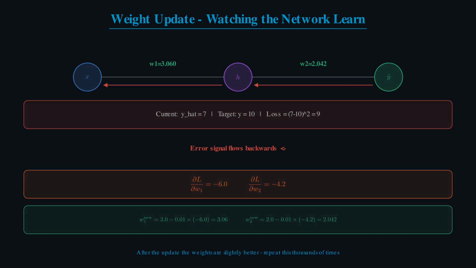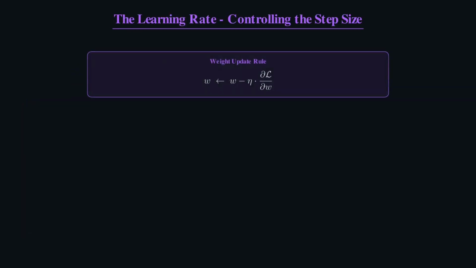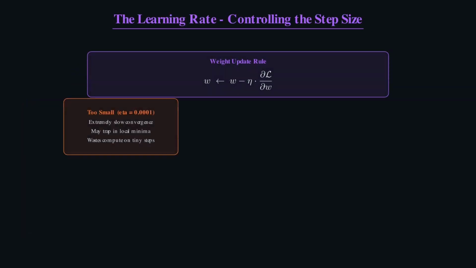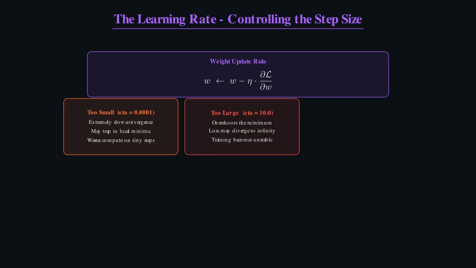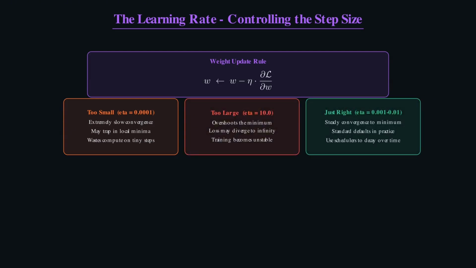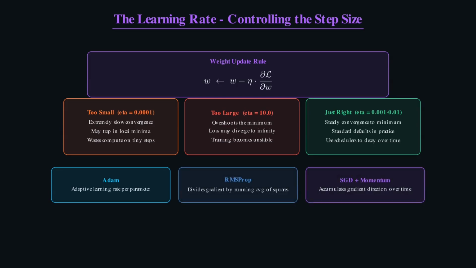Live example, W1 equals 3, W2 equals 2, prediction 7, target 10, loss 9. Gradients come back as negative 6 and negative 4.2. With learning rate 0.01, W1 becomes 3.06 and W2 becomes 2.042. Slightly better. Repeat thousands of times and the network converges.